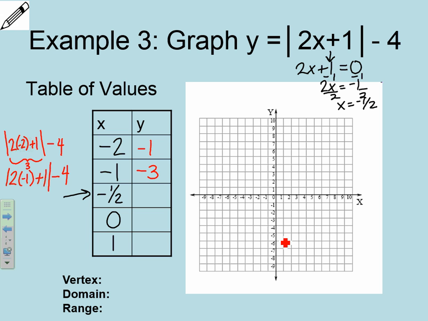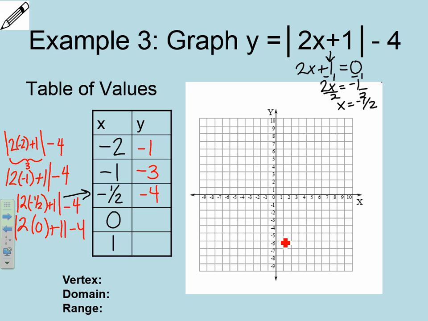Now I'm going to plug in -1/2, or -0.5. 2 times -1/2 plus 1 minus 4. 2 times -1/2 is -1, plus 1 makes 0. Absolute value of 0 is still 0. Subtracting 4, -4. Okay, now I'm going to plug in 0. 2 times 0 plus 1, subtracting 4. 2 times 0 is 0, plus 1 is 1. Absolute value of 1 remains 1.